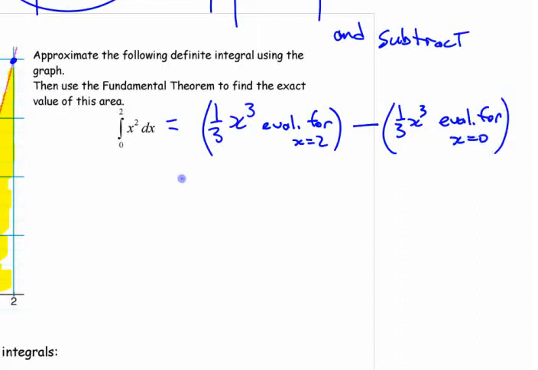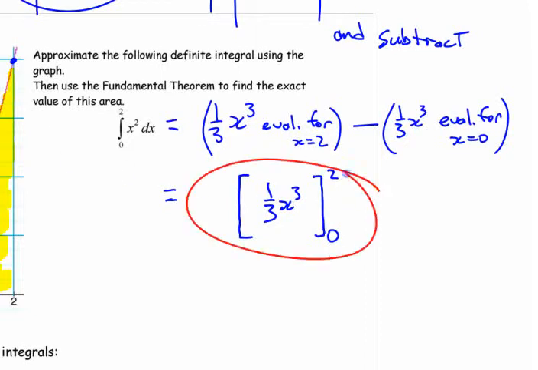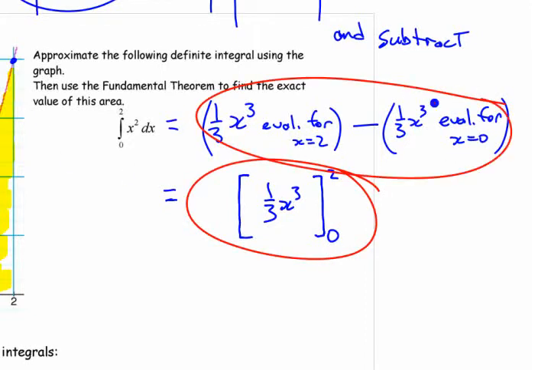But you should know by now, after all these years of math, that mathematicians are very lazy, and they just like to make up symbols that make it look like they're smart and nobody else knows what they're talking about. So you could abbreviate this by putting square brackets around the expression 1/3 x cubed, with the 2 up there and the 0 down there. This is a shorthand for this. Okay? Wow.